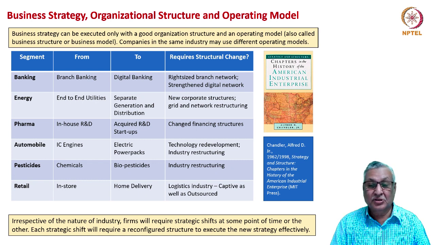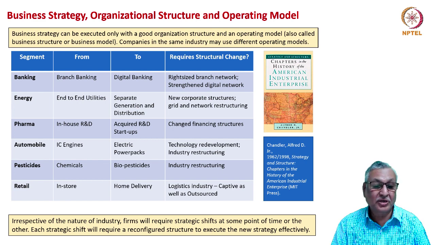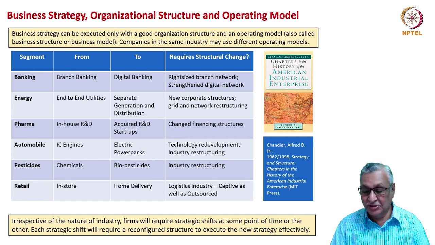These changes support what was told in 1962 by Alfred Chandler, that strategy and structure are interrelated, and most times structure will follow strategy. Irrespective of the nature of industry, firms will require strategic shifts at some point of time or the other. Each strategic shift will require a reconfigured organizational structure, reconfigured business structure to execute the new strategy effectively. In fact, the organizational structure would follow the business structure.